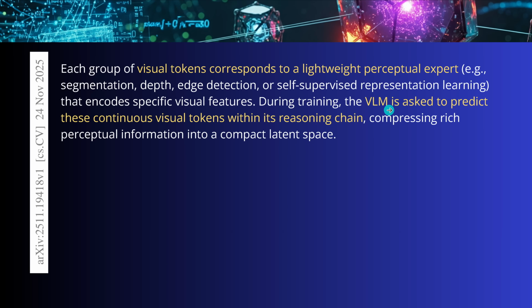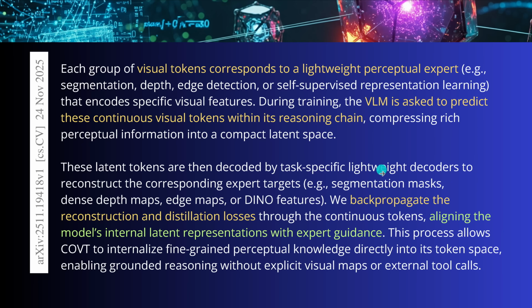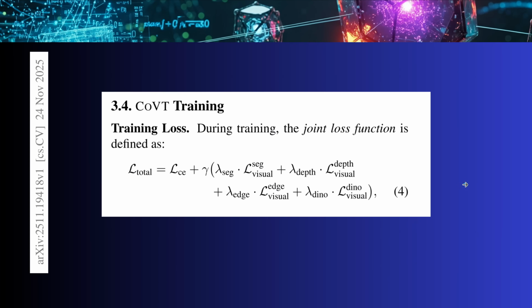And what we do, the vision language model is asked to predict these continuous visual tokens from these 4 engines within its reasoning chain. Okay, and then we just have backpropagation, the alignment with the model's internal and latent representation with the expert guidance, and you understand exactly what is happening. And I was quite interested till I saw here the training loss function. And look, they have really a joint loss function that is defined here as the segmentation visual loss, the depth visual loss, the edge visual loss, and the Dino visual loss function.